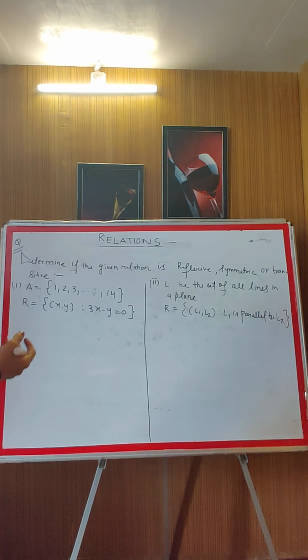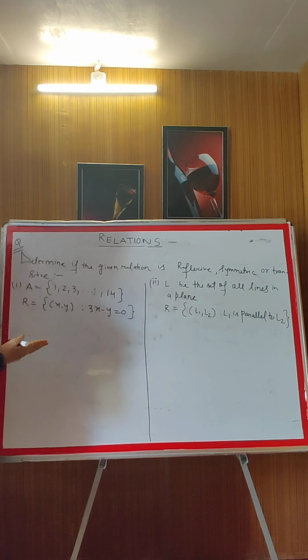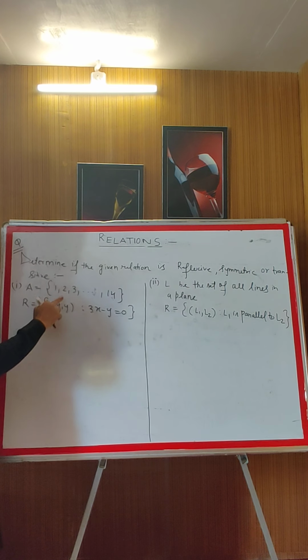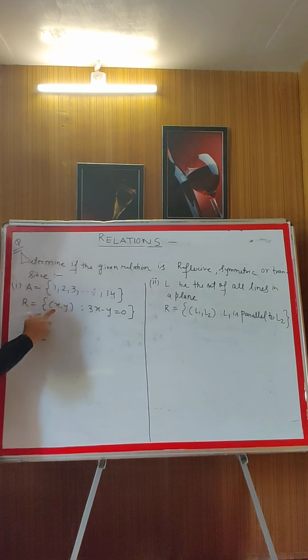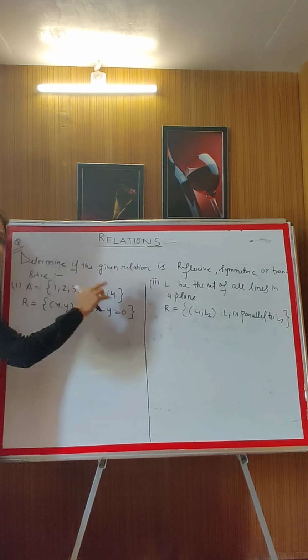So here, let's solve a few problems on relations. Here is the question where we have to check if it is reflexive, symmetric or transitive. The given non-empty set contains elements from 1 to 14, and R is the set of all ordered pairs which satisfy the condition 3x minus y is 0.